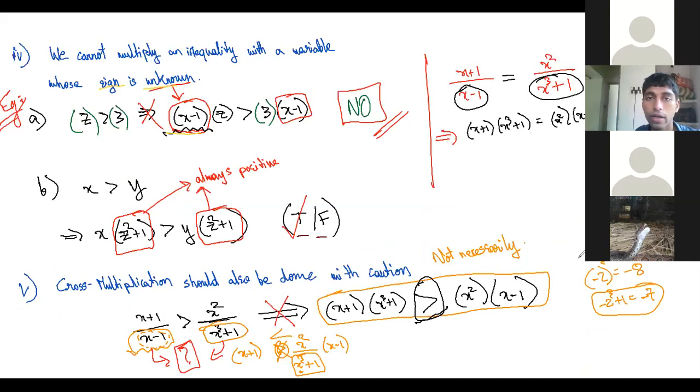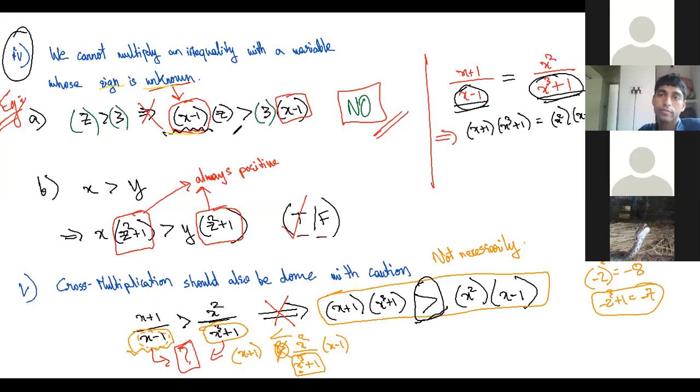But here we do not know whether it is negative or positive, which is the fourth point. The fourth point is telling we cannot multiply an inequality with a variable whose sign is not known. Why? Because after multiplying, you won't know which sign to put. You get it? Yes, sir. Then how to multiply? You can't multiply. How to solve it, that part will come later.